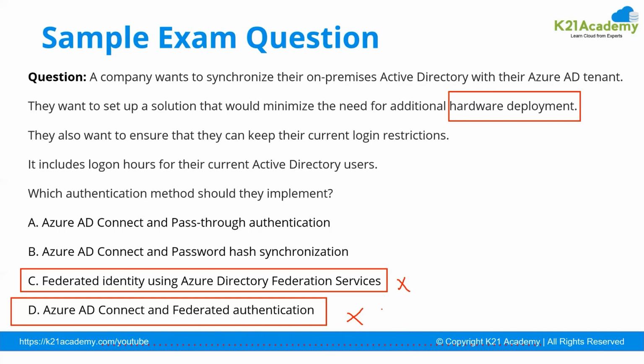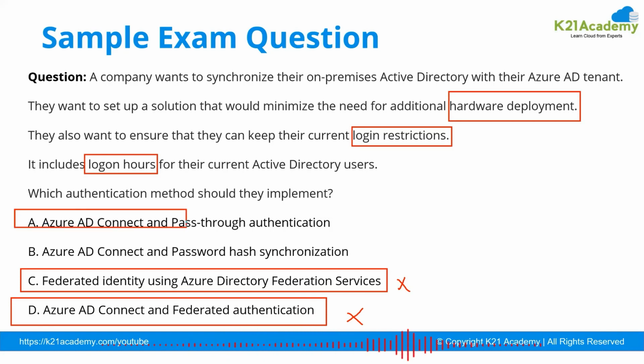So this is gone. You want to enable login restrictions. When I say login restrictions, these are actually enabled on your Active Directory account. One more important keyword you see over here is that you have to configure login restrictions and you have to configure logon hours. And this is done using group policies. So if you want to configure group policies, you will use pass-through authentication or password hash synchronization. You'll definitely go with PTA, right?